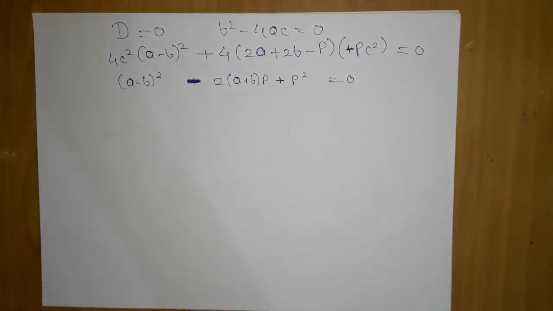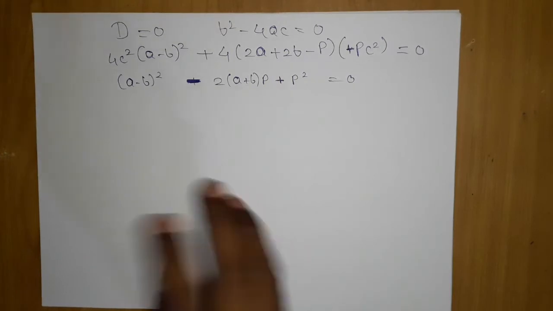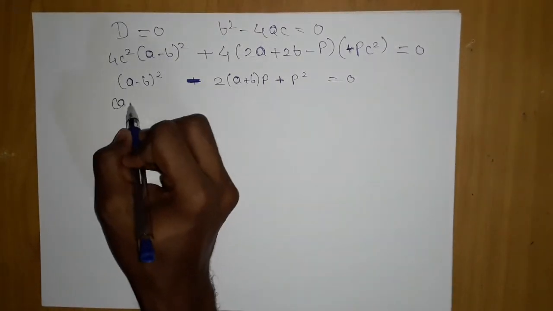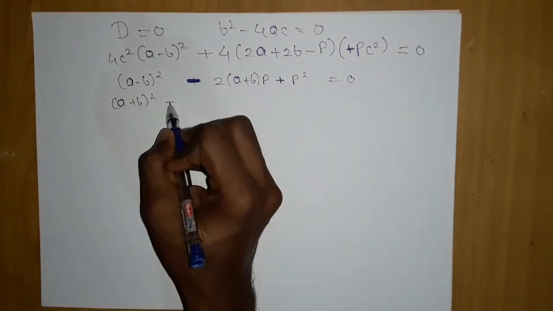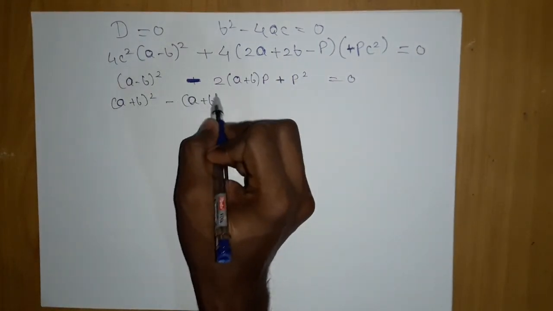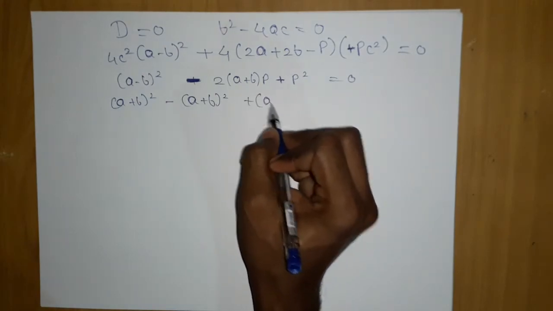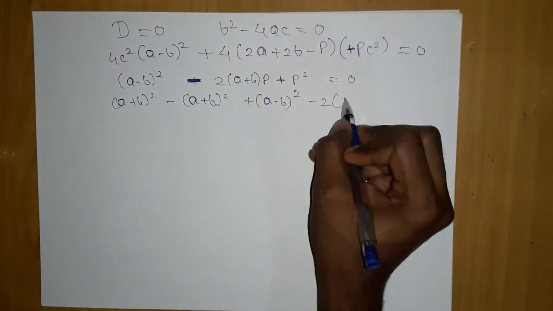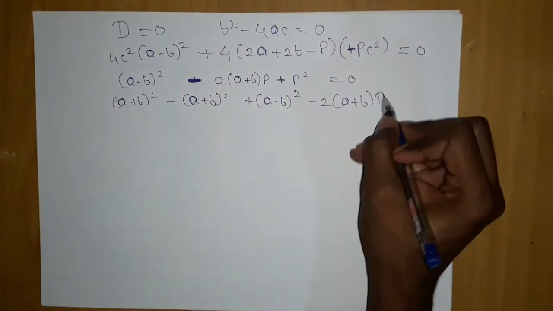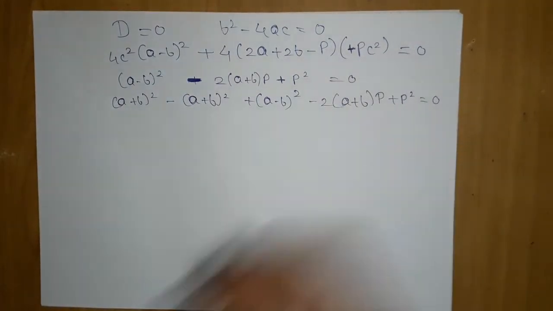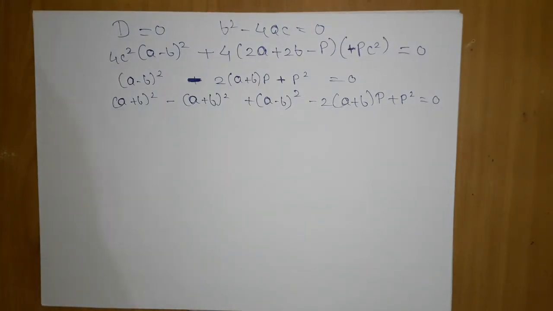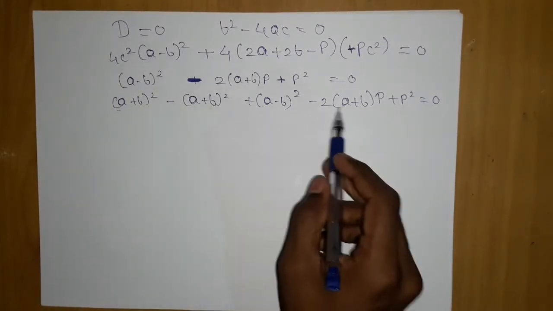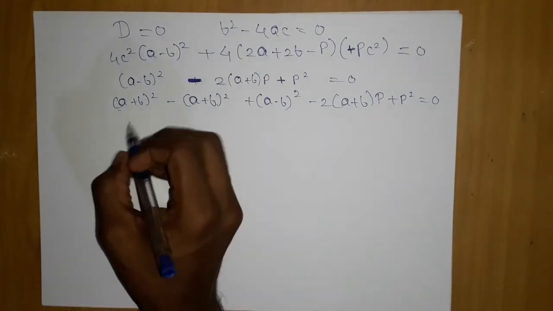Let's add a plus b the whole square and minus a plus b the whole square, it's like adding nothing. So I'm adding a plus b the whole square and then subtracting the same thing. Now I have a minus b, remember that. And now I have minus 2a plus b, plus p square should be equal to 0. Now what are the things I need to form a plus b the whole square plus p square? This thing, this thing, this thing.